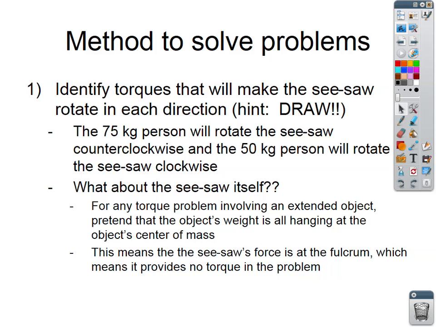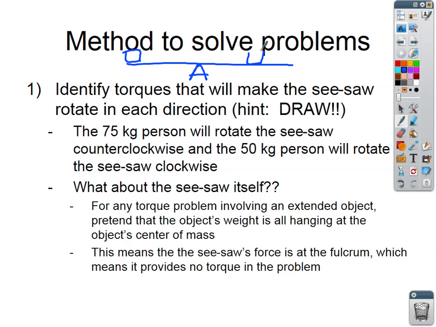And we're going to go through the whole thing. Draw. Okay. The 75-kilogram person will rotate that seesaw, and the 50-kilogram person will also rotate that seesaw. All right. So if I draw it out, I'll get this started, like I just did. Okay. I'm going to draw the people as boxes. You have one at the very end here.